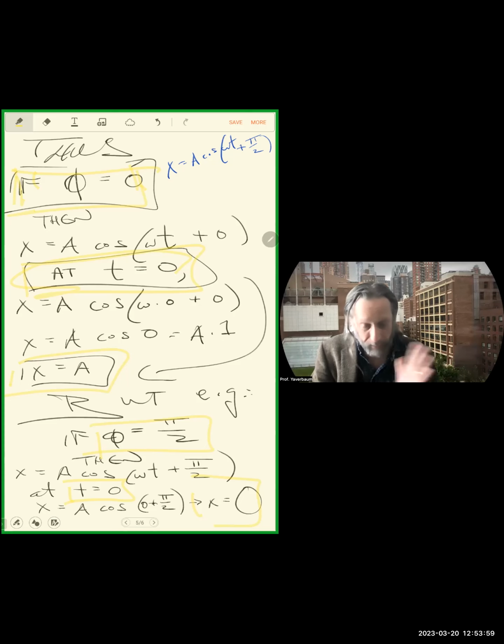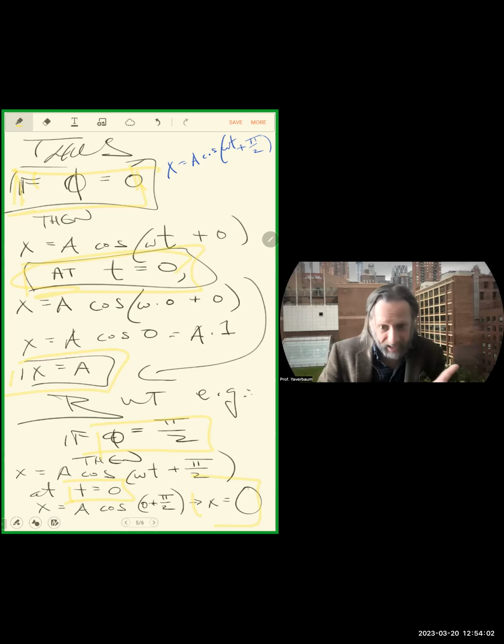I don't know if that's confusing or not. That's what I'm saying. I'm going to pause for a second to see if that sinks in.